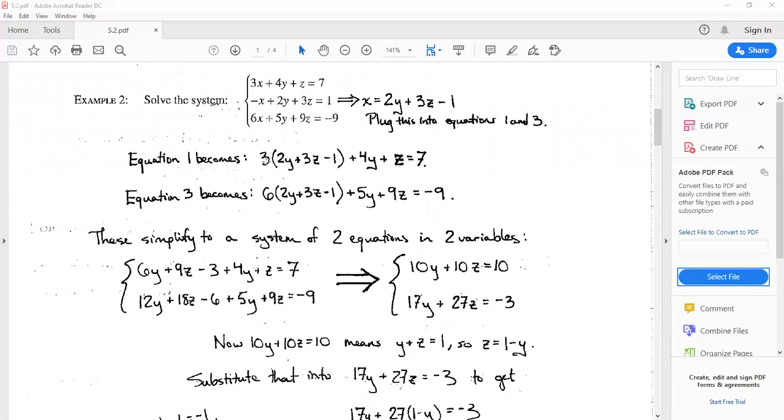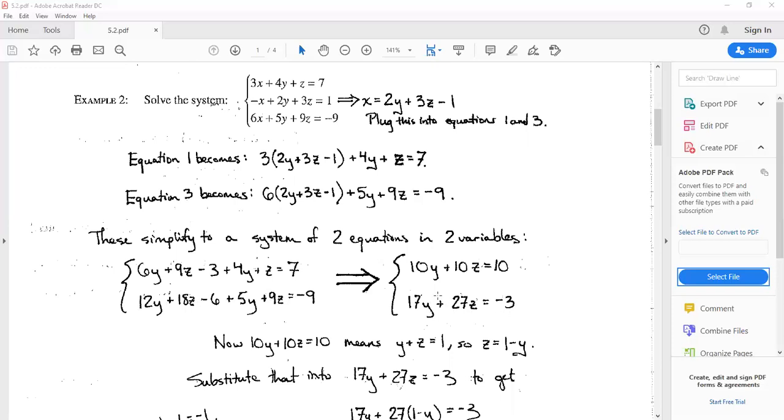Okay, so then let's multiply everything out and see what's going on here. The first equation becomes something like 6y plus 9z minus 3 plus 4y plus z equals 7, and this one simplifies to just 10y plus 10z equals 10. The second equation becomes something like 12y plus 18z minus 6 plus 5y plus 9z equals -9, and this simplifies to 17y plus 27z equals -3.